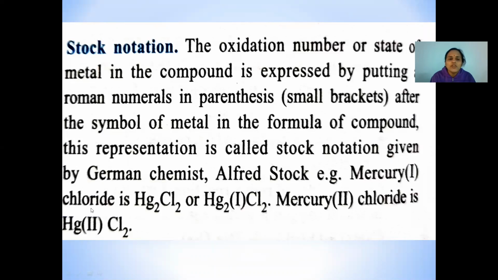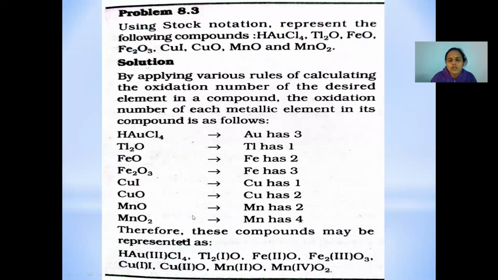So usually we calculate the oxidation number of the metal and we represent that in parenthesis in Roman numerals, and that is how we represent the formula of a compound in Stock notation. So here you look at the question. Question is, using Stock notation, represent the following compounds. HAuCl4. So here you will apply various rules for calculation of oxidation number of the desired element in a compound.